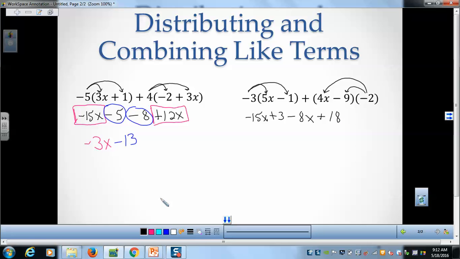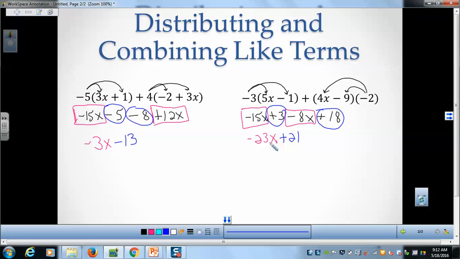Now once again, we're going to go looking for our like terms. So I have this negative 15x here, and I have a negative 8x here. So negative 15 minus 8x would be negative 23x. And then I'm going to look for my regular terms. So a positive 3 and a positive 18. Once again, make sure you include those signs in front of the number when you're combining. So I just do 3 plus 18, just like it looks, and that is a positive 21.